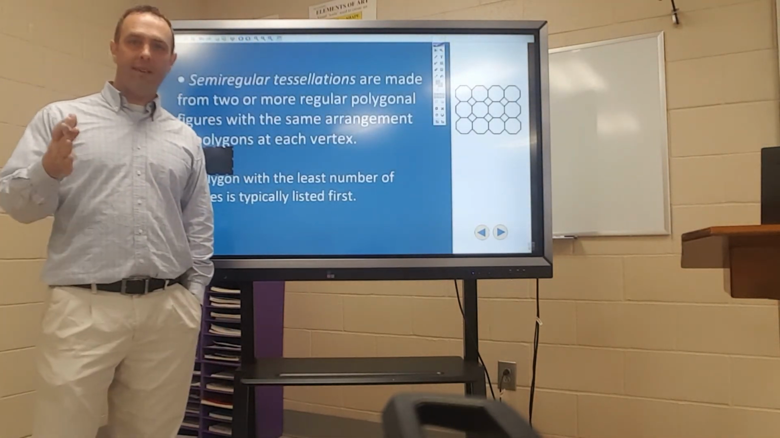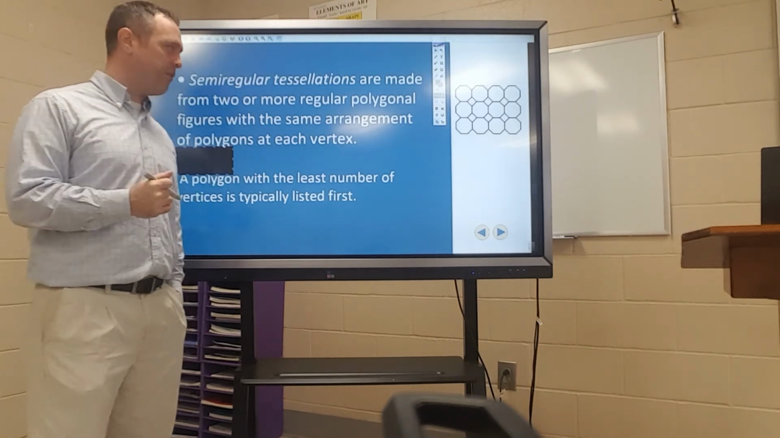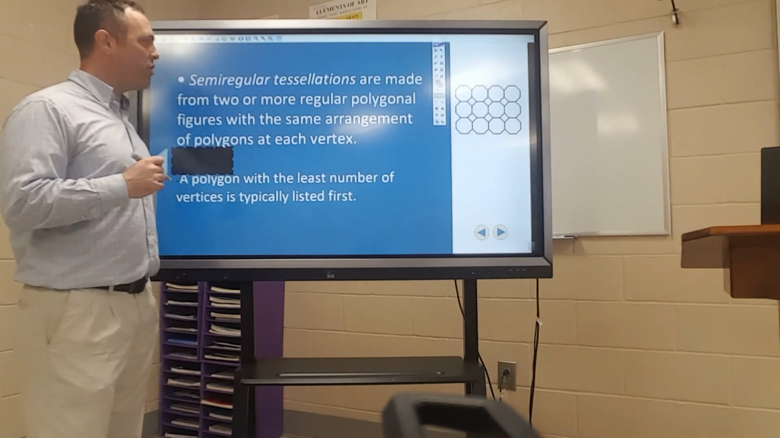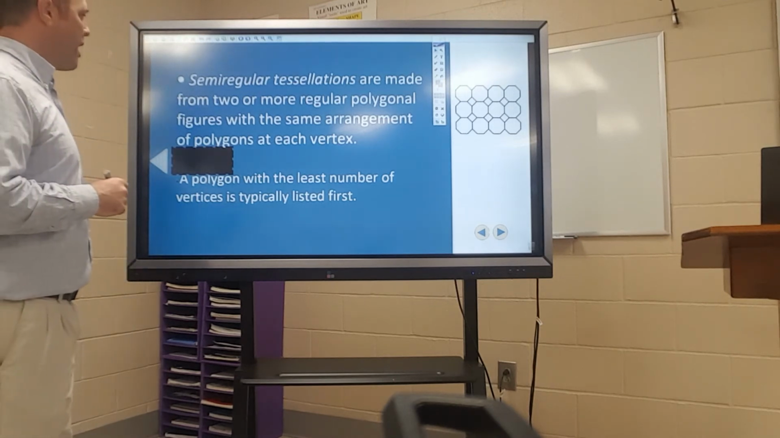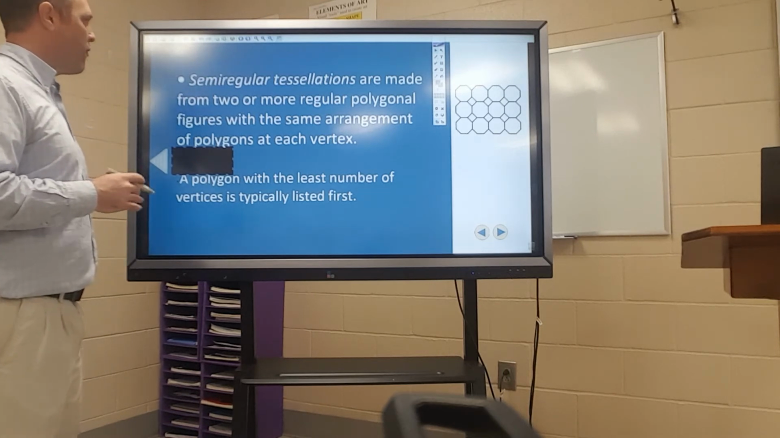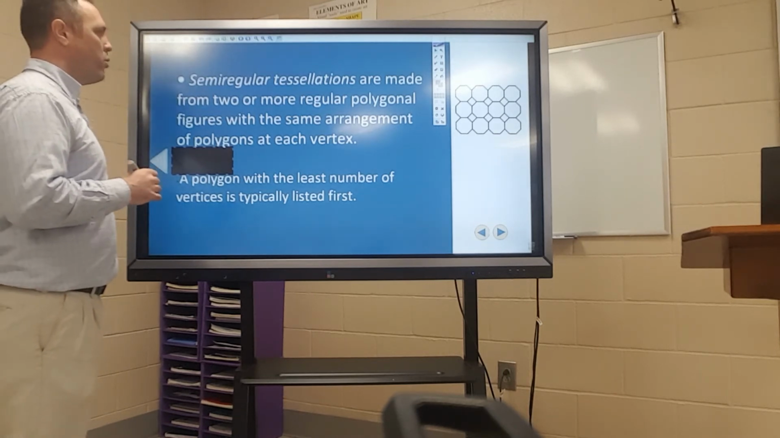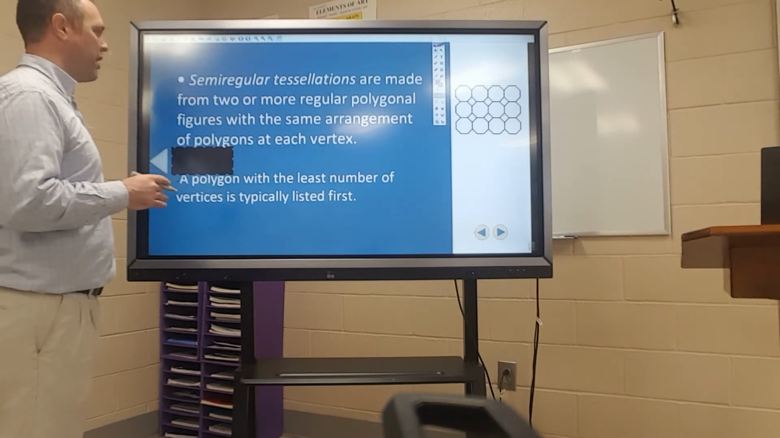All right, now we have different types of tessellations. We've just looked at regular ones. Now let's look at different ones. Semi-regular tessellations are made from 2 or more regular polygon figures with the same arrangement of polygons at each vertex.